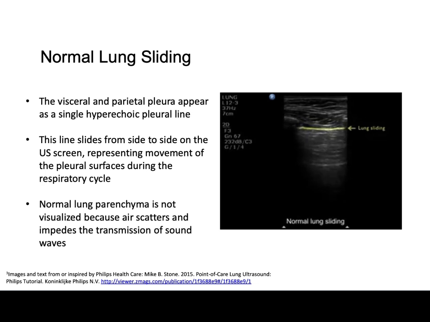Here is an example of normal lung sliding, which can be seen in the ultrasound image on the right-hand side of the slide. The visceral and parietal pleura appear as a single hyperechoic pleural line. This line slides from side to side on the ultrasound screen, representing movement of the pleural surfaces during the respiratory cycle. Normal lung parenchyma is not visualized because air scatters and impedes the transmission of sound waves.